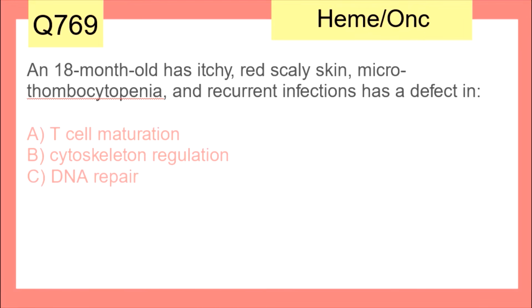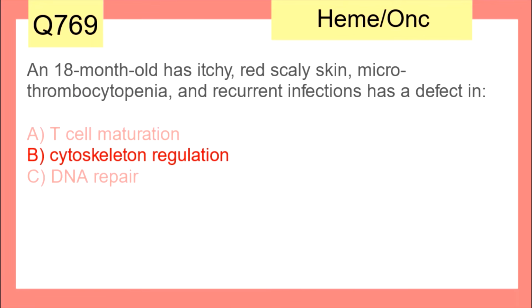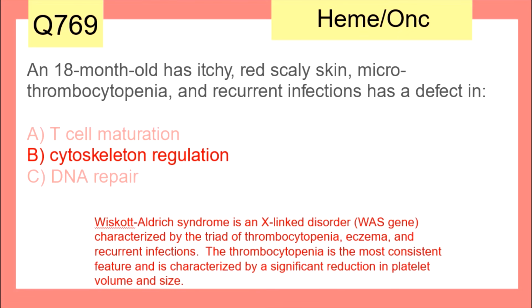All right. 769, an 18-month-old has itchy, red, scaly skin, microthrombocytopenia, and recurrent infections. He has a defect in his cytoskeleton regulation because this is Wiskott-Aldrich syndrome, which is an X-linked disorder characterized by a triad of thrombocytopenia, eczema, and recurrent infections, and there's a defect in the cytoskeleton regulation. That's what's going on over here.